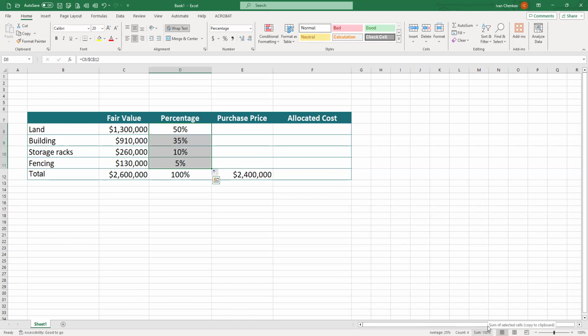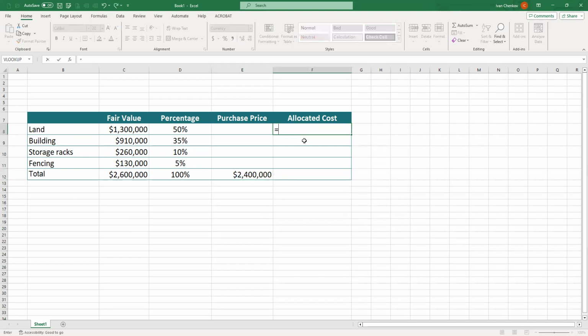That's your proof here. So now we know what's the percentage of every single asset, which total value is $2.6 million. By knowing that, and knowing that we paid only 2.4, let's find out how much cost of the 2.4 we should allocate to the land, to the building, to the storage rack and fencing. So we're going to apply the percentage, but this time we're going to apply it to the purchase price, not to the total.